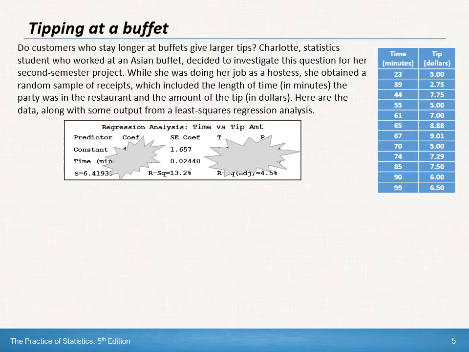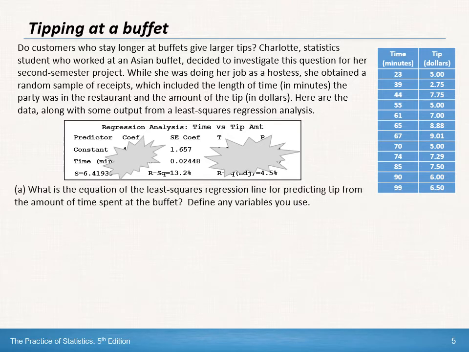Okay, so we want to do some calculations. So first, what is the equation of the least squares regression line for predicting tip from the amount of time spent at the buffet? Define your variables.